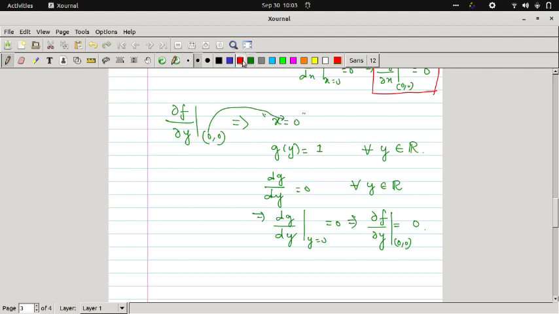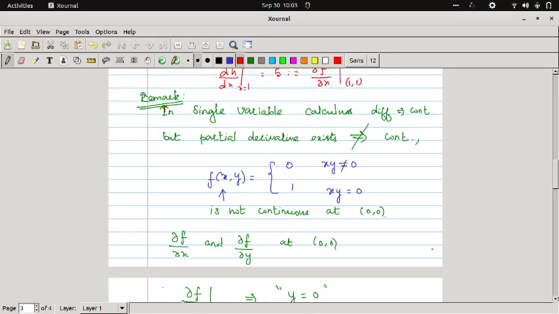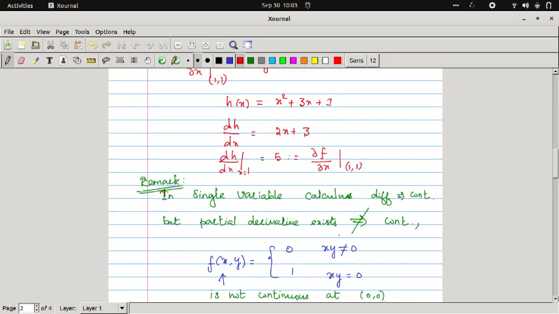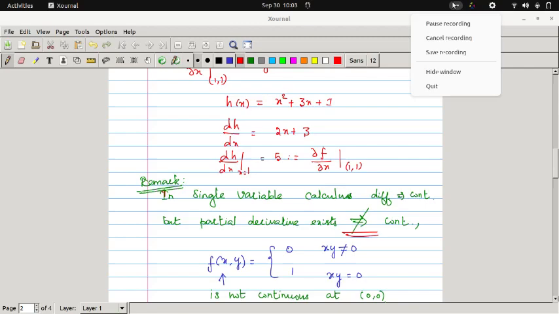So you see, the given function is not continuous at the origin, but its partial derivatives exist. This is what I wanted to mention: the existence of partial derivatives does not imply continuity. That is the most important concept in partial derivatives. Thank you for watching my video.